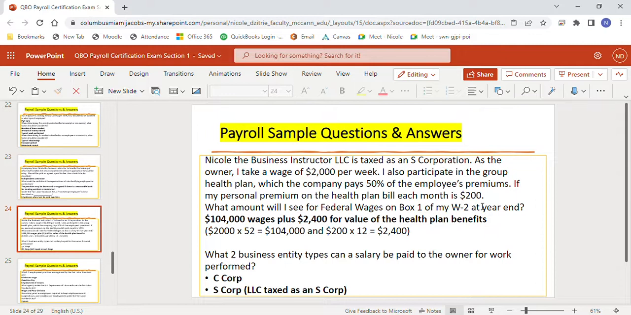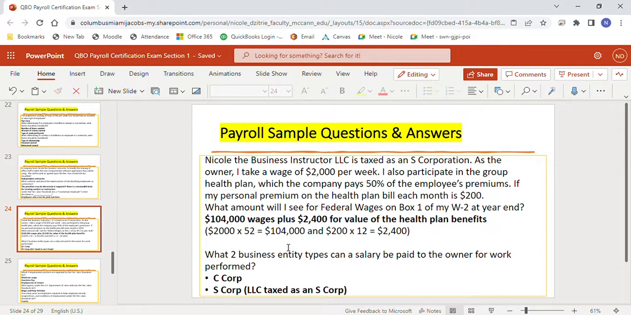What amount will I see for federal wages on box 1 on my W-2 at the end of the year, assuming I've worked from January 1st to the end, so the whole 52 weeks? You would see $104,000 in my wages plus the $2,400 for health plan benefits. So let me explain how I got that. So I'm getting $2,000 a week, correct? So you would take the 2,000 times 52 weeks out of the year, and that gives me $104,000. So I made $104,000 for the year.